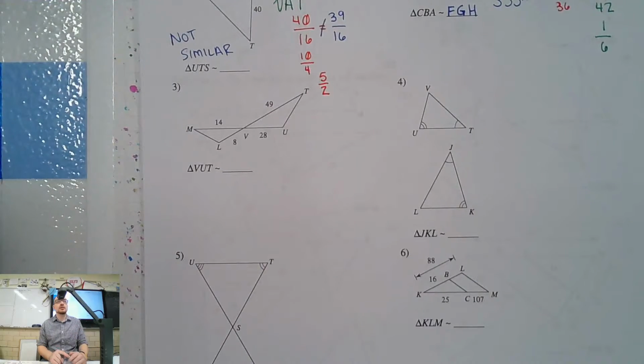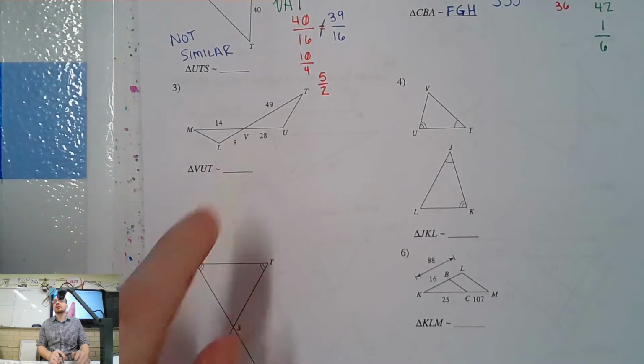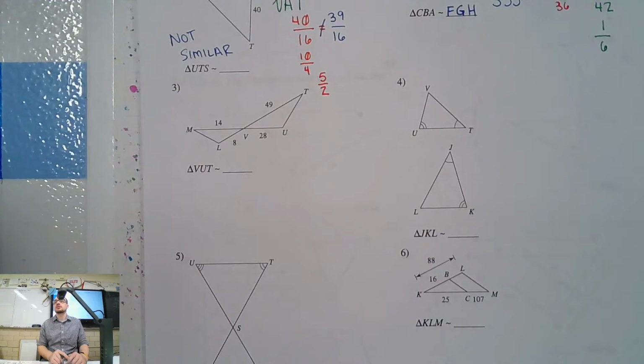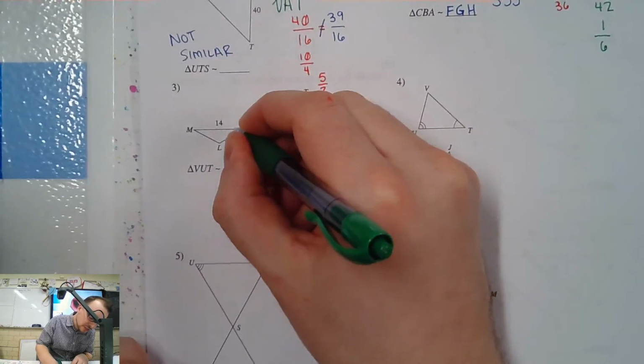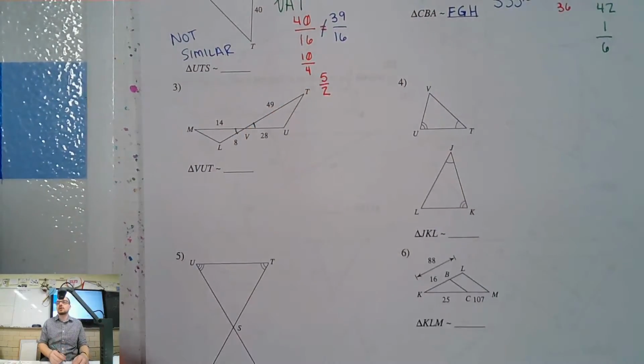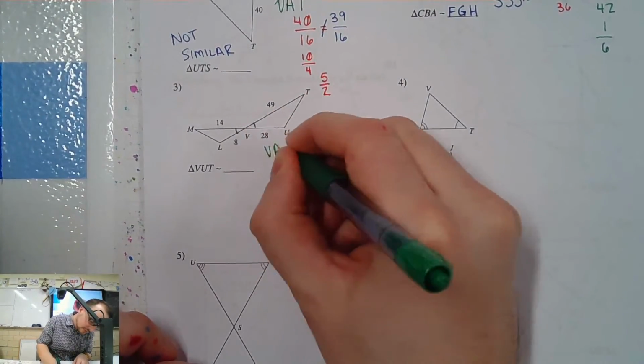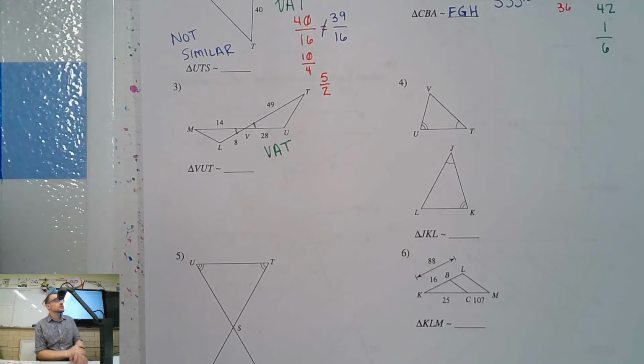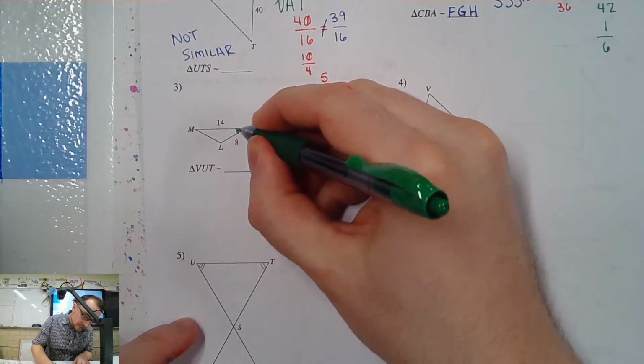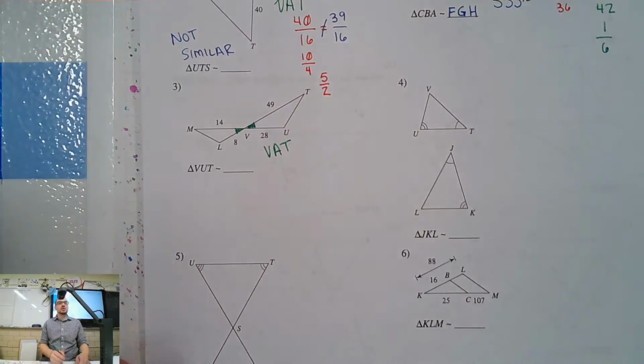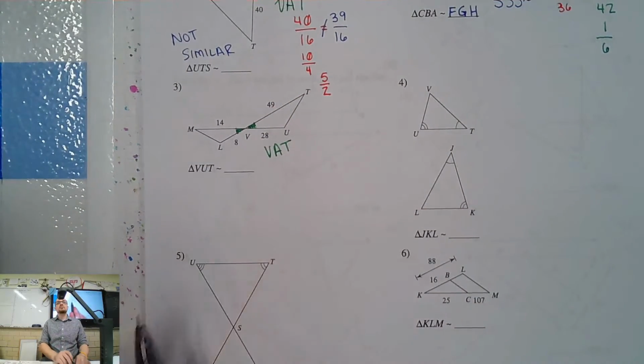Not enough to tell. But there's something else here that we can put in our diagram that's going to help us out. You guys see the X again? Vertical angles. Vertical angles theorem, VAT. So now if they are similar, they'll be similar by side, angle, side, right?